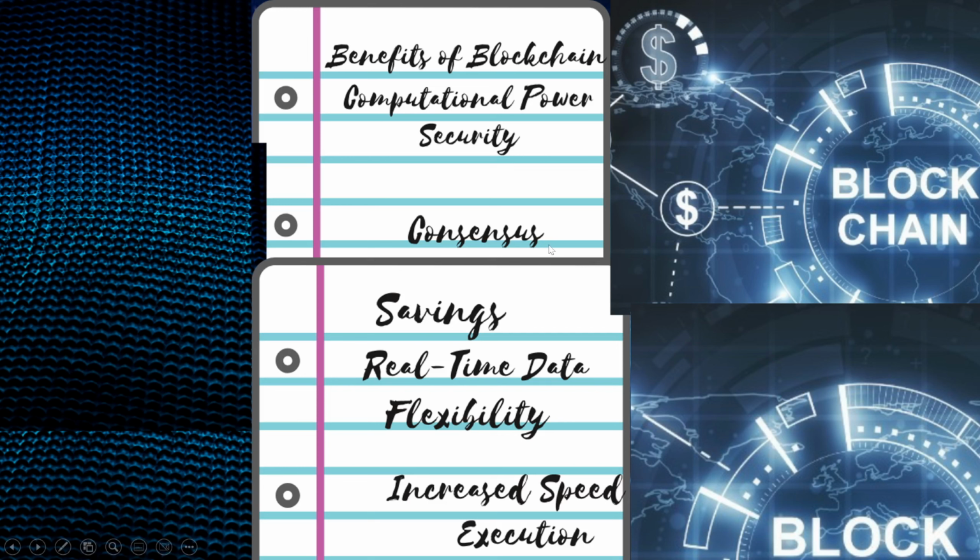Consensus. Again, no matter what the chain is, a major benefit of blockchain is consensus. Whether it's the consensus algorithm, proof of work, proof of stake, or just the proof of stake chain that happens on Hyperledger, which is permissioned. Savings. You're saving time and you're saving money by having that transparency within the blockchain. You're getting real-time data, you have flexibility, and finally, there's increased speed of execution.